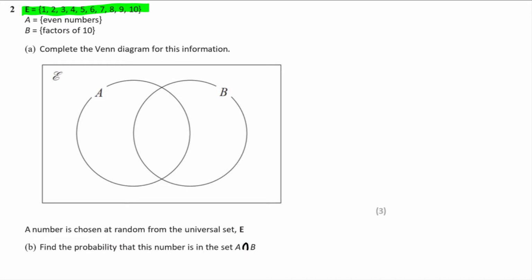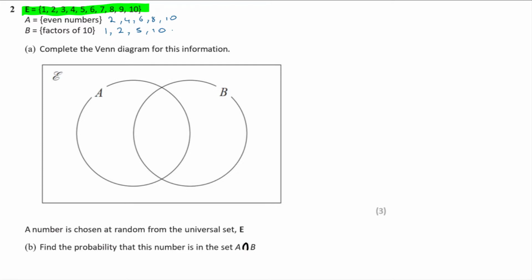Now, if they are even numbers, they're going to go inside set A. If they are factors of 10, they're going to go inside set B. And obviously, if they're even numbers that are factors of 10, they're going to go in both. Just before I start putting them in, I'm going to list out what numbers we're talking about here. So even numbers are the numbers 2, 4, 6, 8, and 10 on that list, isn't it? And the factors of 10 are 1, 2, 5, and 10. They're the factors of 10.